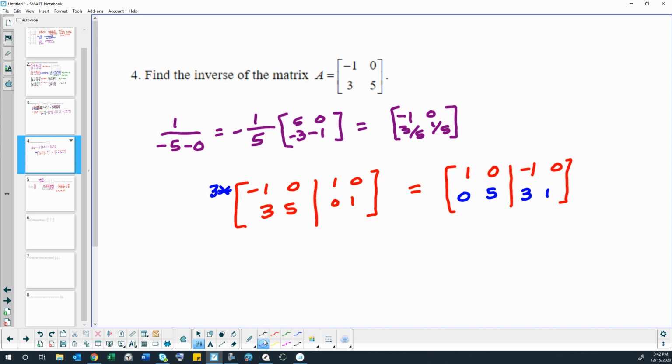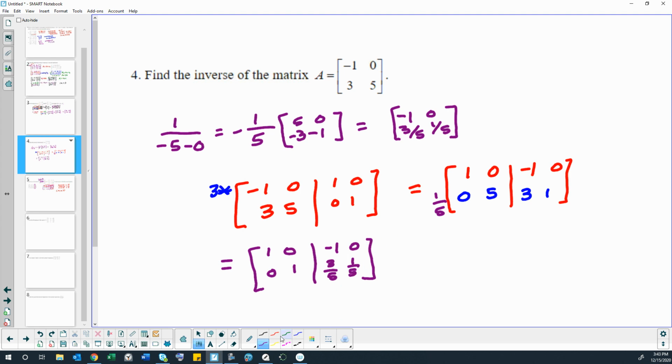Okay, then our last step would simply be to divide by 5 so that we get a 1 here. Well, not divide by 1/5, multiply by 1/5. Divide by 5 is what I was thinking when I said it wrong. Top row stays the same. Bottom row turns into 5/5, which is 1, 3/5, and then 1/5.